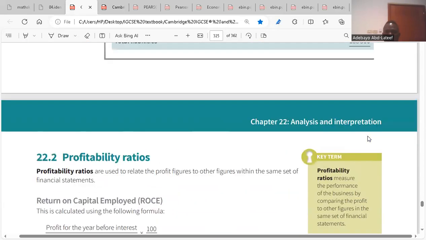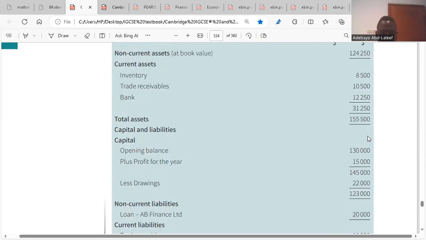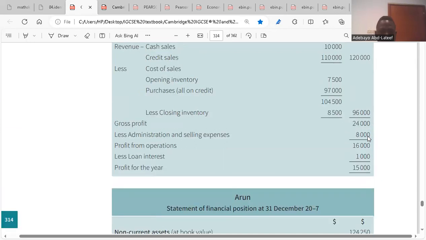Profit for the year before interest. What's our profit for the year before interest? It is profit before interest is charged. What is our interest? Profit from operations less loan interest. So profit for the year before interest is 16,000. Before the interest, yeah, it's 16,000.